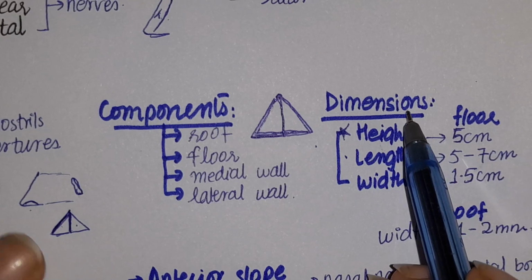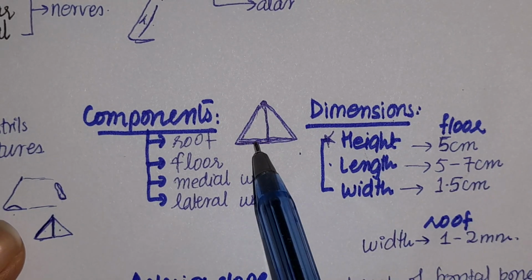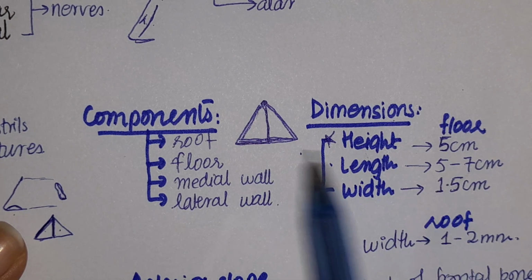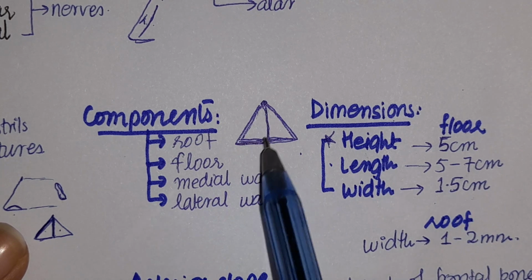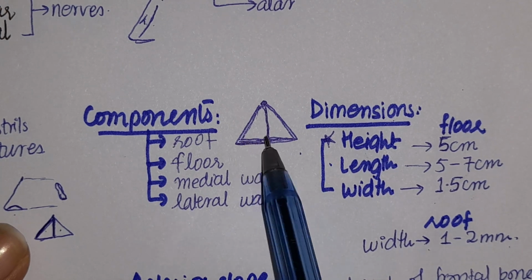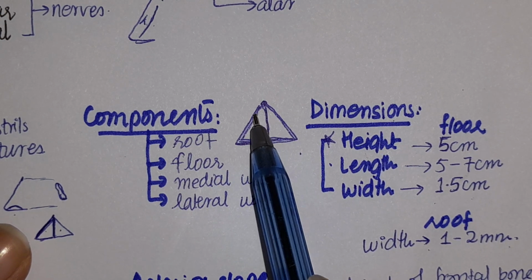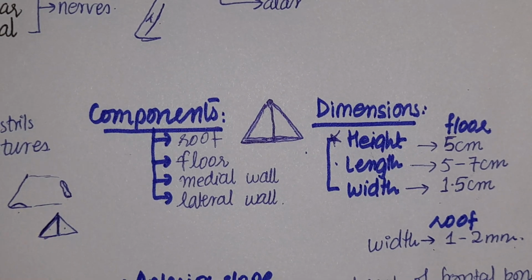Now we will talk about the dimensions. First of all, at the floor level, the dimensions are: height is 5 centimeters, length is 5 to 7 centimeters, the width is 1.5 centimeters at the floor, and the width at the roof is 1 to 2 millimeters. So at the floor it is 1.5 centimeters, whereas at the roof it is 1 to 2 millimeters. It means that at the roof the aperture is very much shortened in width.